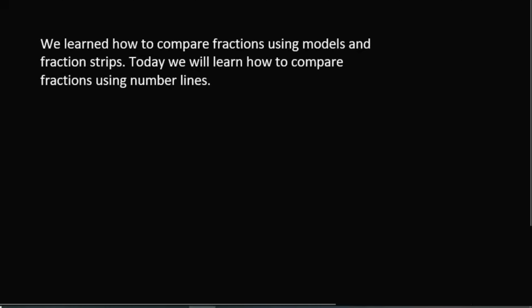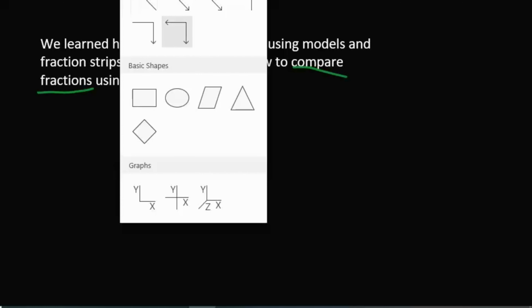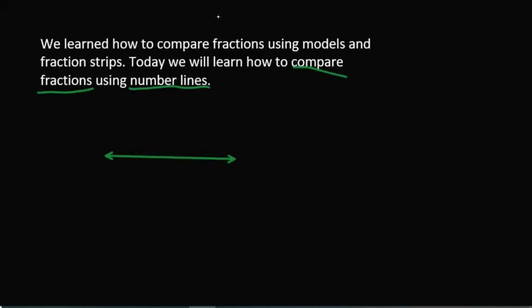Objective for today. So it says we learned how to compare fractions using models and fraction strips. Today we will learn how to compare fractions using number lines. So first let's know what a number line is. So a number line is a line. It's just a line pretty much.